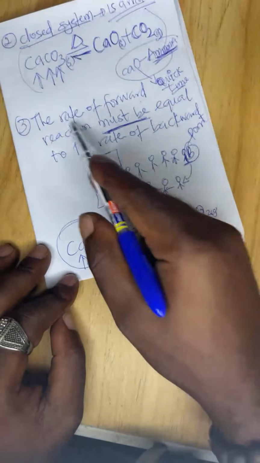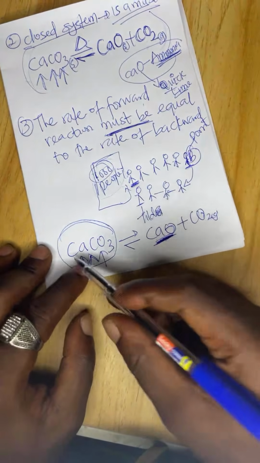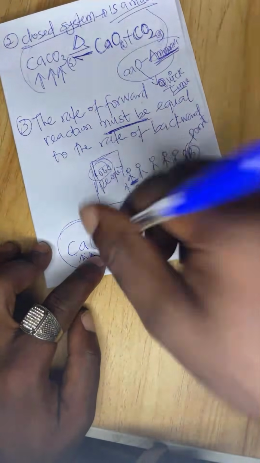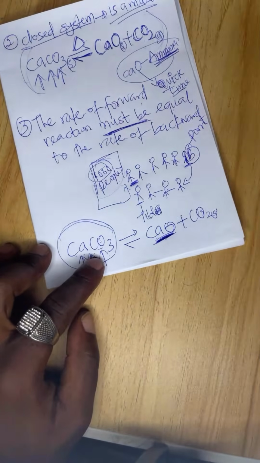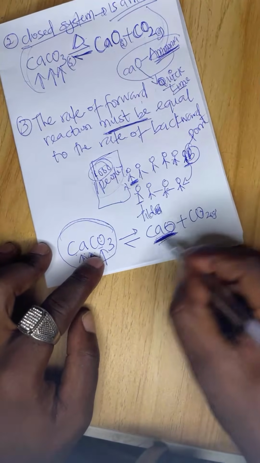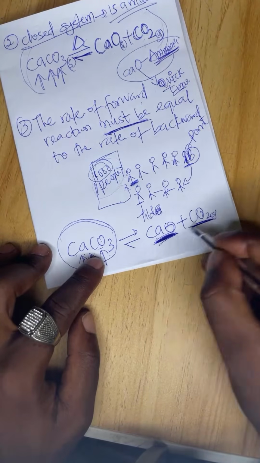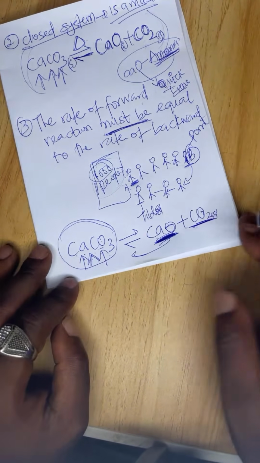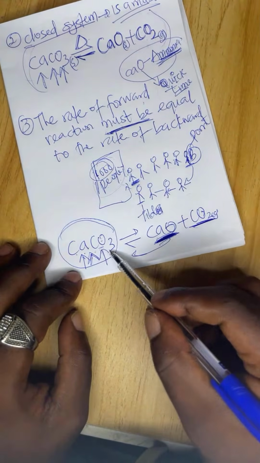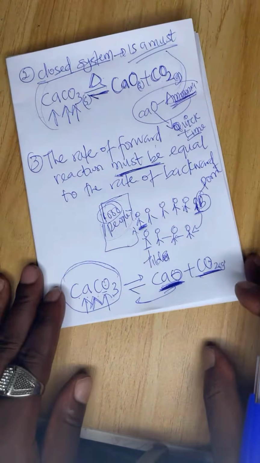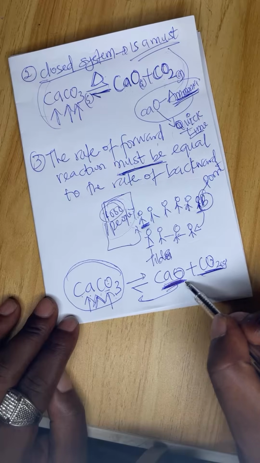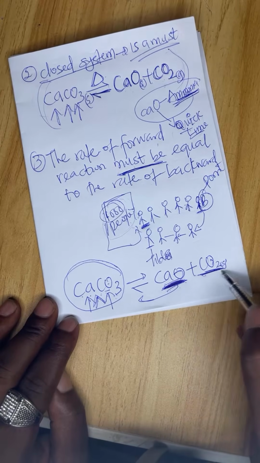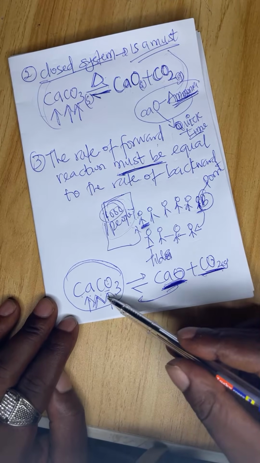What this statement means is that the rate at which CaCO3 is decomposing should be equal to the rate at which CaO and CO2 are combining to form CaCO3. What it means is that CaCO3 should not finish before CaO and CO2 combine to form CaCO3.